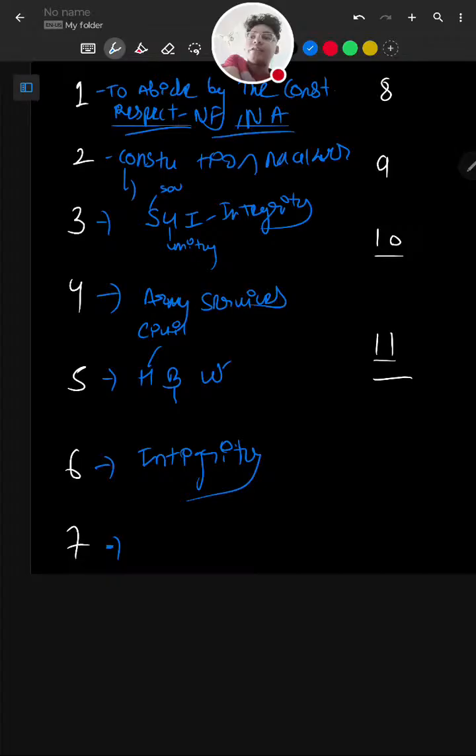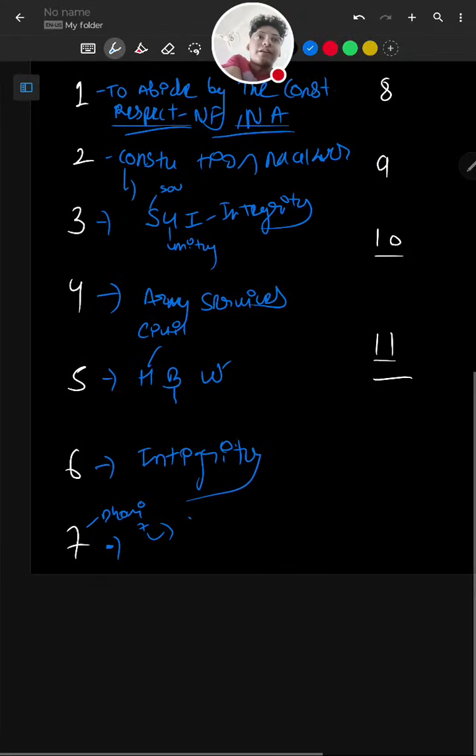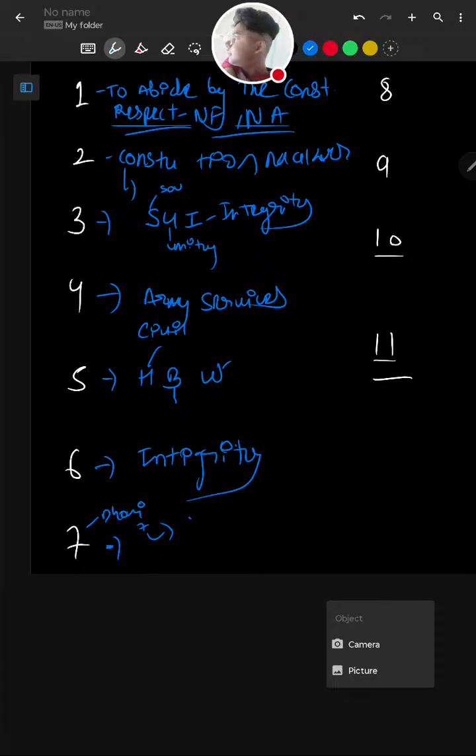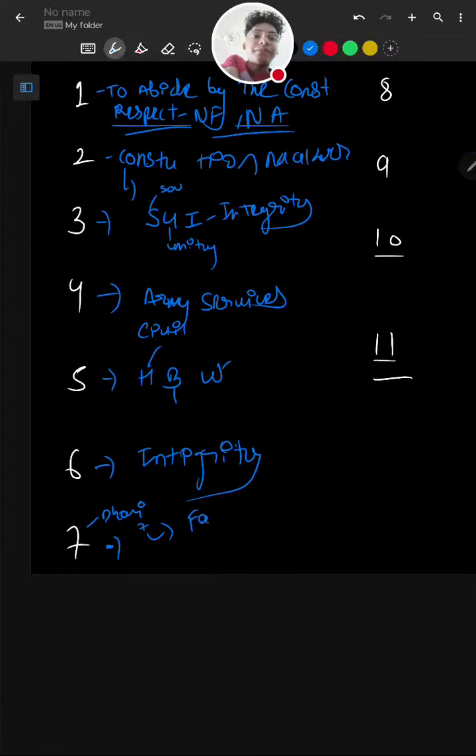Then seventh is your protection of the environment. You could remember it as Dhoni, number seven. They have a big farm. So you could remember by that. Here you should protect the forest, lakes, rivers, living creatures, flora and fauna.